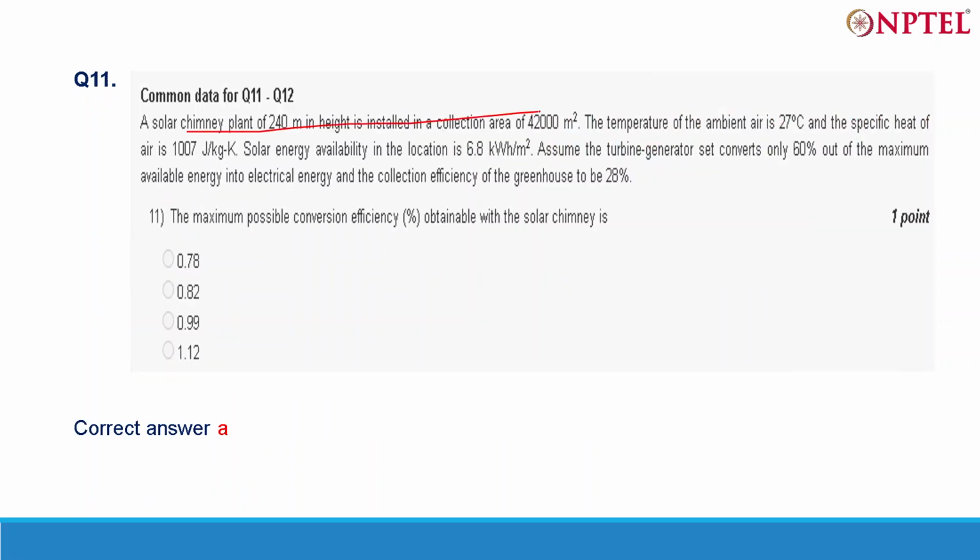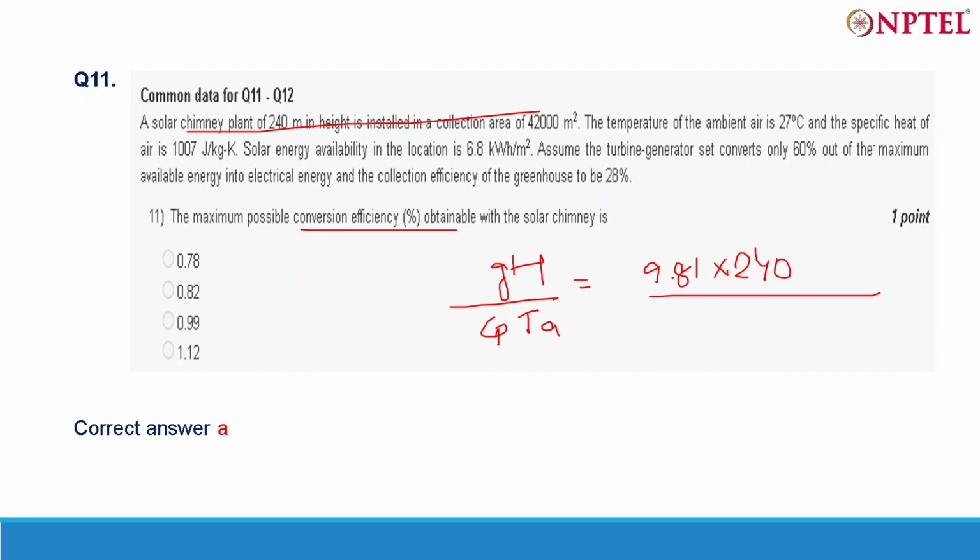This is a solar chimney based question, so I think this was actually solved also. So this is quite an easy question. Let me solve it. Actually, the maximum possible efficiency. So maximum possible efficiency is basically gH upon Cp into Ta. So you know the value of g, that is 9.8, and height is given, 240. The Cp value is given, specific heat 1007. Okay, so put 1007 here.